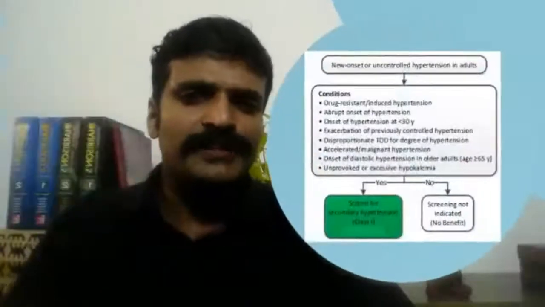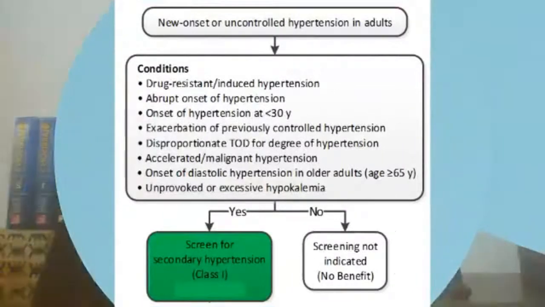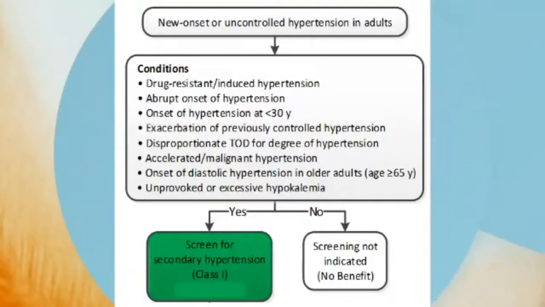Here is a list of conditions where you should always suspect secondary hypertension. If the patient comes to you with new onset or uncontrolled hypertension, especially if it is resistant to drugs, we will discuss what is resistant hypertension subsequently. If the hypertension happens suddenly, the patient presents to you in a hypertensive crisis, or if the hypertension occurs at less than 30 years of age, if the patient was previously well controlled and there is a sudden increase in his blood pressure.